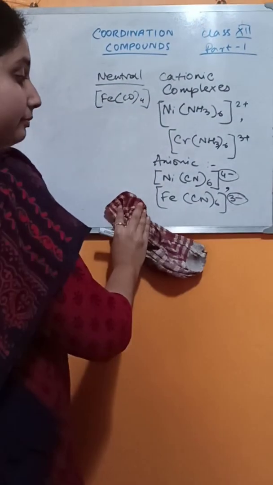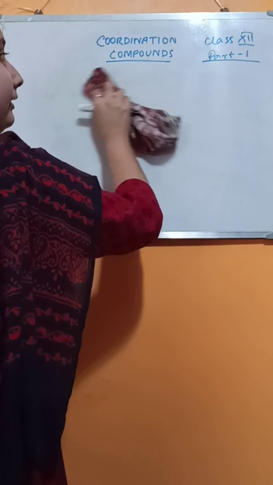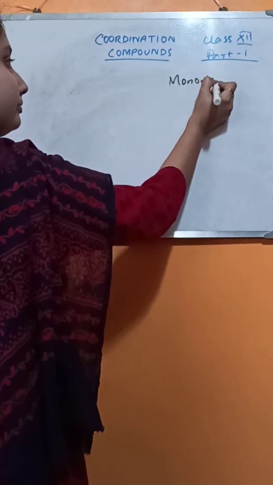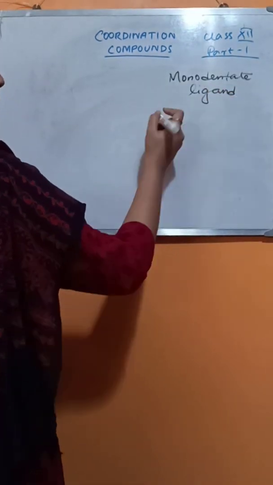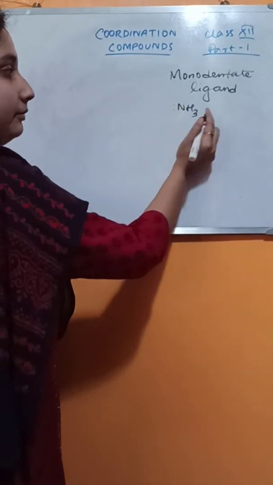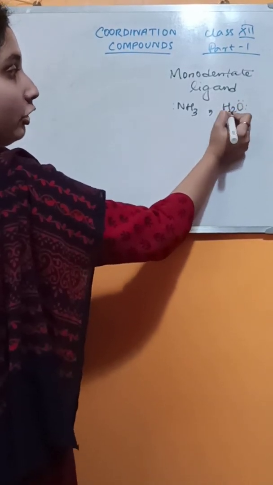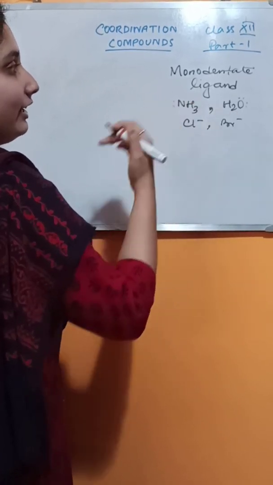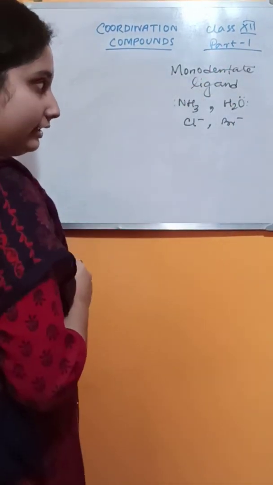Next, I will come to an important part, which is the type of ligands. First is the monodentate ligand. Monodentate ligand's example is ammonia. See, here there is only one donor atom. Water, only one donor atom, which is the oxygen atom of water. So the ligands which have only one donor atom are known as monodentate ligands.